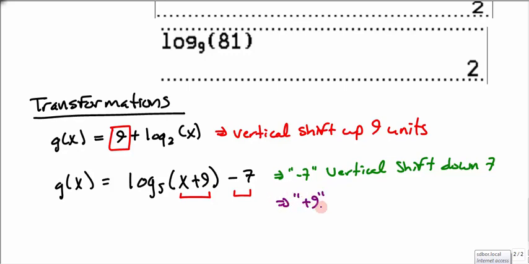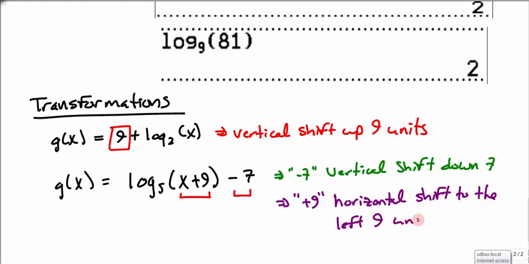Now from over here with this x plus 9, because it's within the argument, it's opposite of what you'd think. This is a horizontal shift. Now it's a plus 9, so I do opposite. Horizontal shift to the left 9 units. So again, it matters whether it appears in the argument or outside the argument. In the argument, remember, it's always opposite of what you would think.